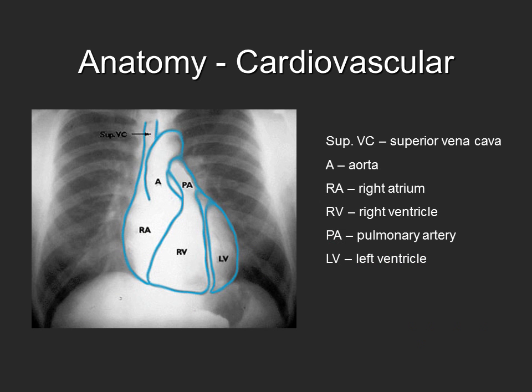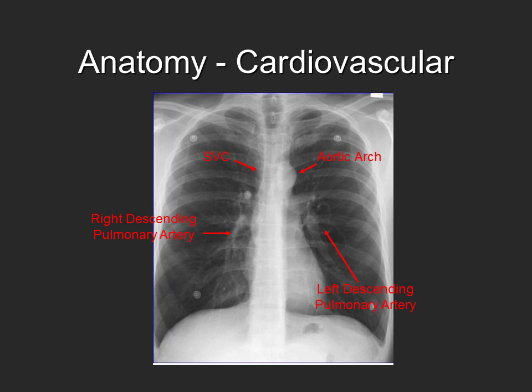The cardiovascular system is outlined here on this PA chest X-ray. Notice the borders formed by the heart chambers and the great vessels. Shown here are the normal outlines of the superior vena cava, the aortic arch, and the right and left pulmonary arteries.